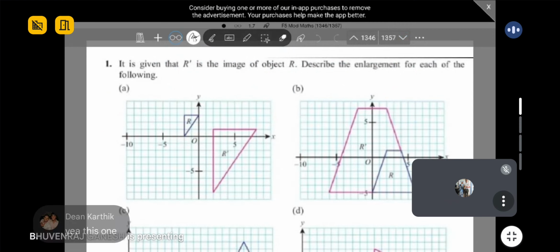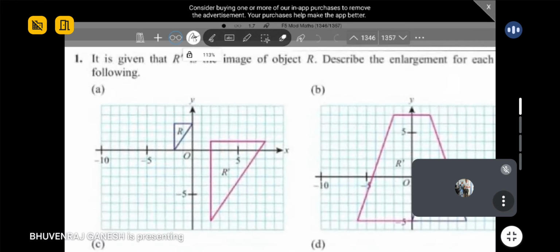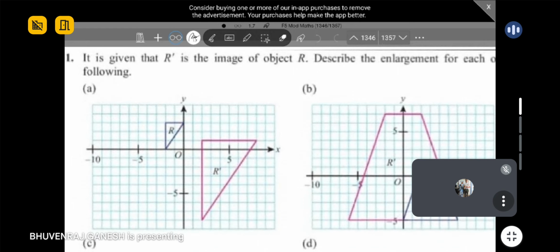Okay. So guys, they tell you R prime is the image. Okay, R prime adalah image bagi soalan ni. So now guys, how do we determine or describe the enlargement? Macam mana nak huraikan? Okay, pembesaran.